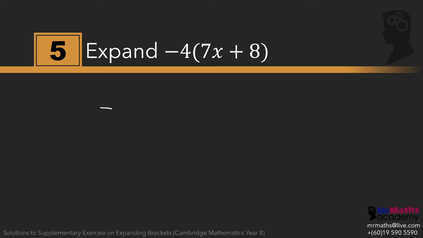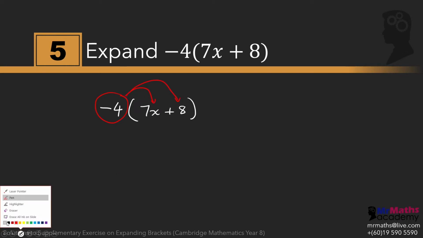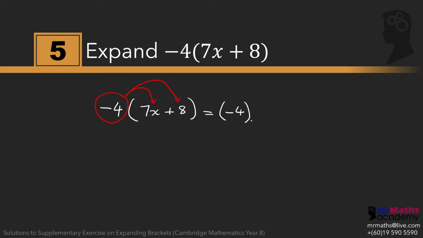Question 5. Minus 4 multiplied by 7x plus 8. Again, we have a negative term outside of a bracket, and we are going to multiply by each term inside the bracket. And like the previous question, I recommend that we enclose any negative number inside another bracket. So this is going to be minus 4 times 7x, and then plus minus 4 times 8.